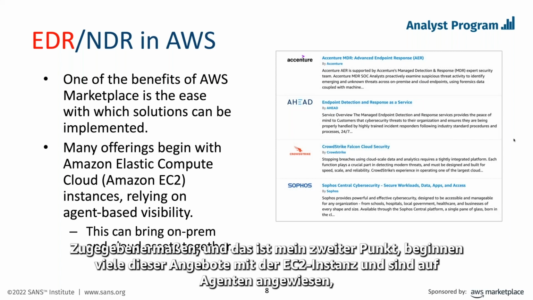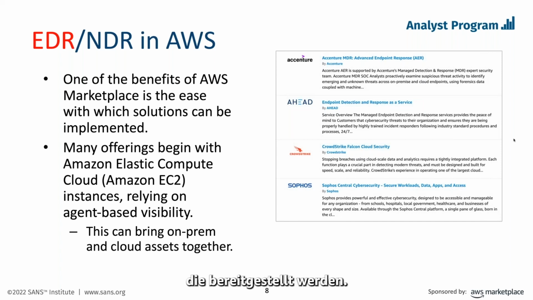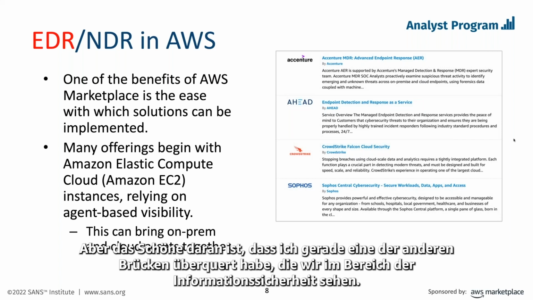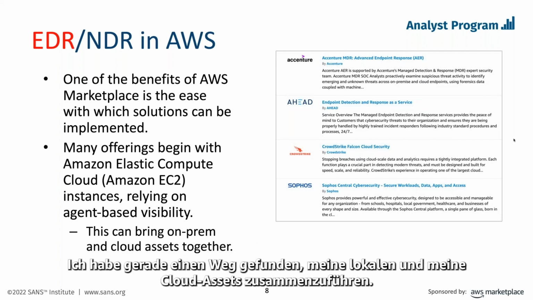Now, admittedly, and I'm looking at my second bullet down here, many of these offerings begin at the EC2 instance, relying on agents to be deployed. But the nice thing about that is I've just crossed one of the other bridges that we see inside of information security. I've just found ways to merge my on-prem and my cloud assets together.